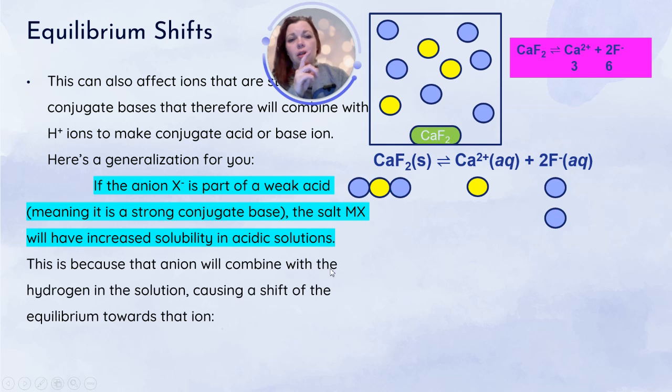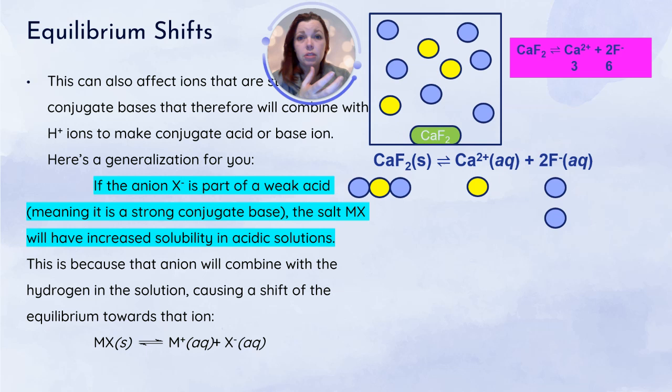Now, when the anion combines with the hydrogen in solution, so if you lower the pH, what happens is you cause a shift in the equilibrium. If you add hydrogen ions into the solution, hydrogen can bond with fluoride to form HF, which is a weak acid. Weak acids only partially dissociate. So not all of the hydrogen will bond with all of the fluoride, but some of it will. And even most of it will.